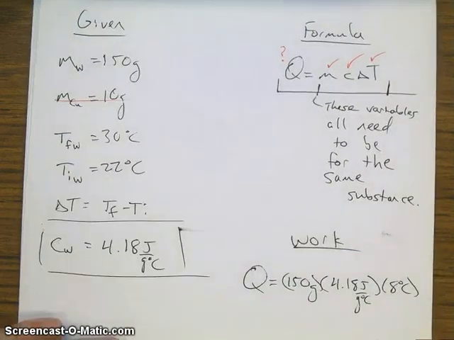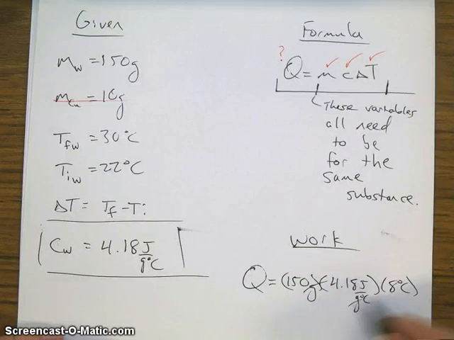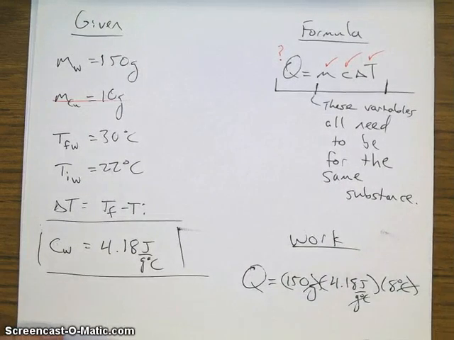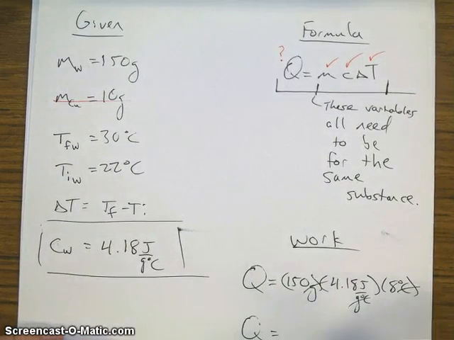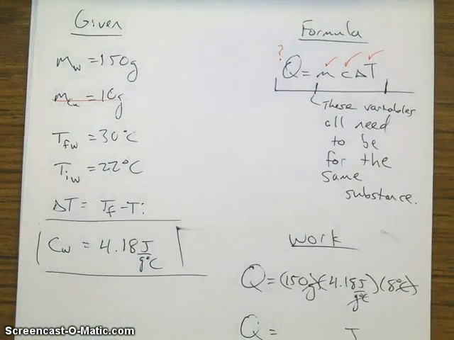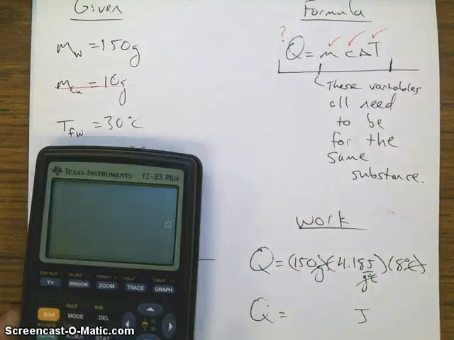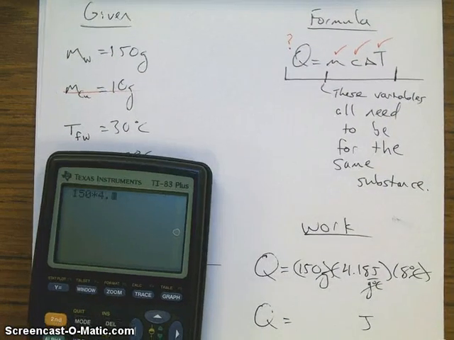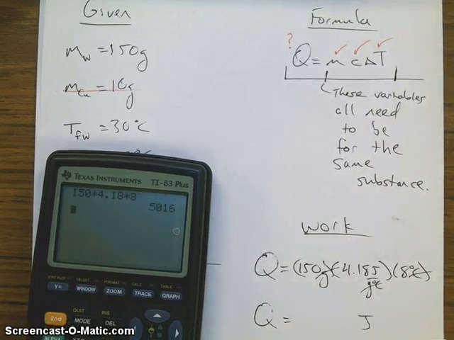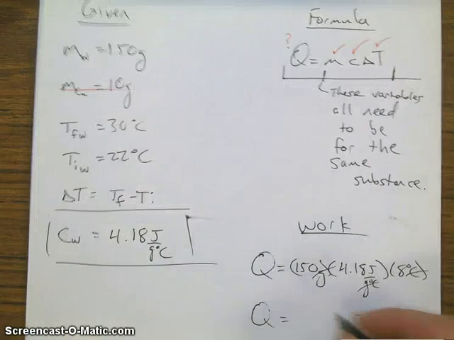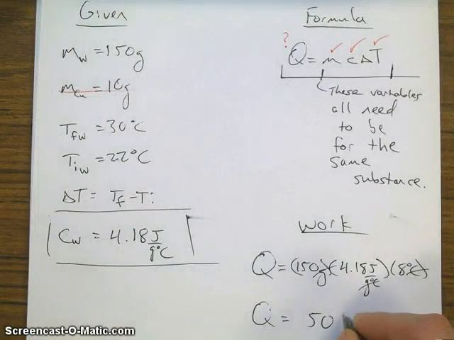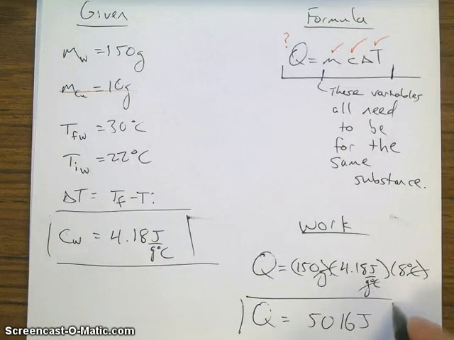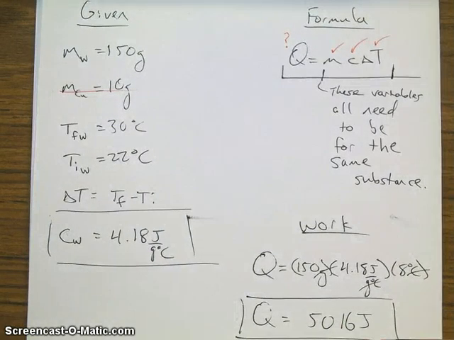All right, and then I see that my units are going to cancel out. The grams are going to go away, and so are the degrees Celsius. So whatever I get for Q is going to be in joules. So watch how I type it into my calculator. Here's my calculator. I'm going to type in the 150 times the 4.18 times the 8. And then, of course, my answer is 5,016 joules. Now you know how to use the basics of calorimetry. If you have any other additional questions, please talk to your teacher.